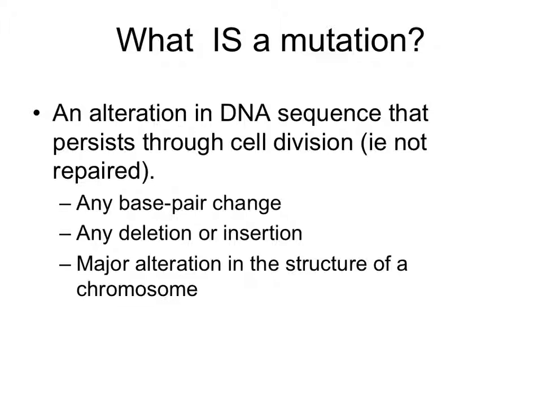This could include any base pair change. It could include a deletion or an insertion of one or more bases. Or it could include a major alteration in the structure of a chromosome. For example, the loss of a section of a chromosome, or the exchange of two major sections within a chromosome, as discussed earlier in the class. All of those would constitute mutations if they persisted through cell division and were not repaired.